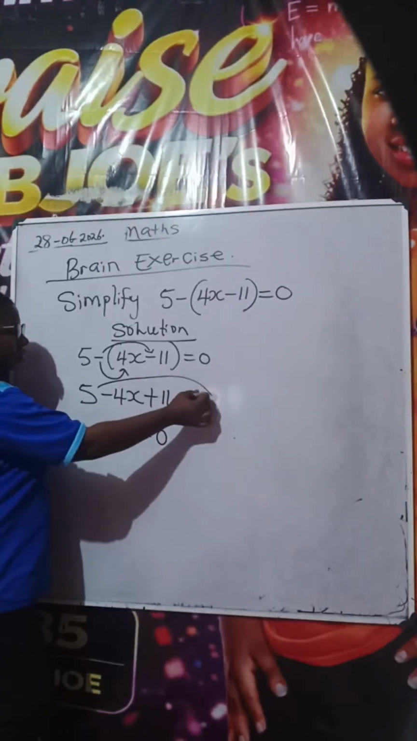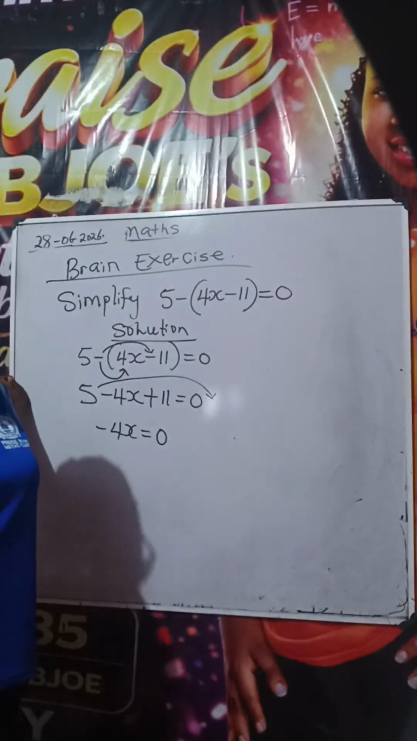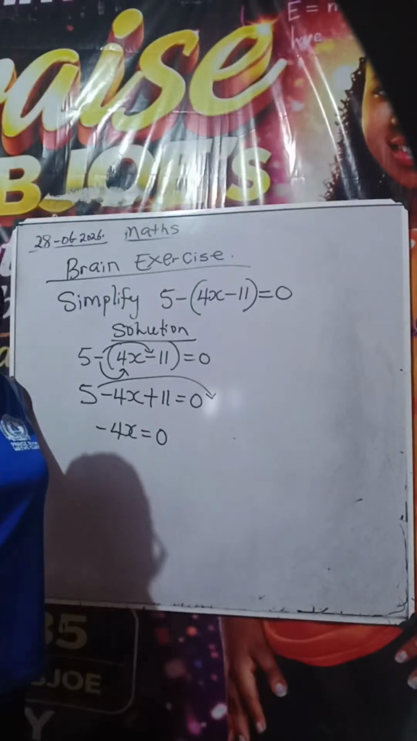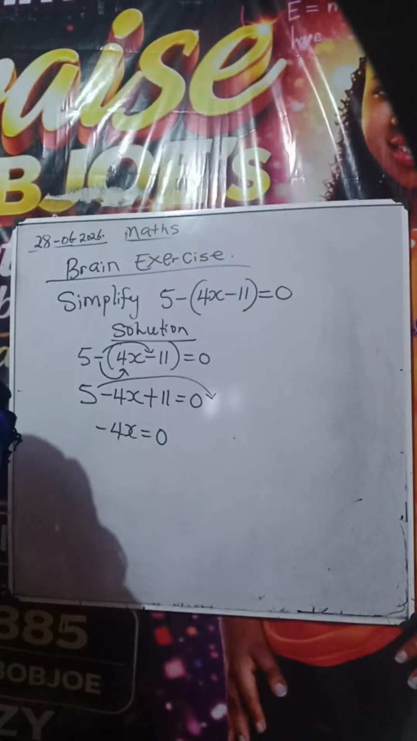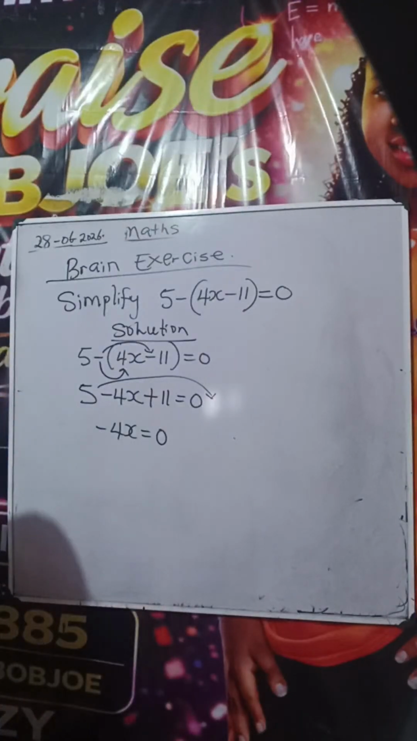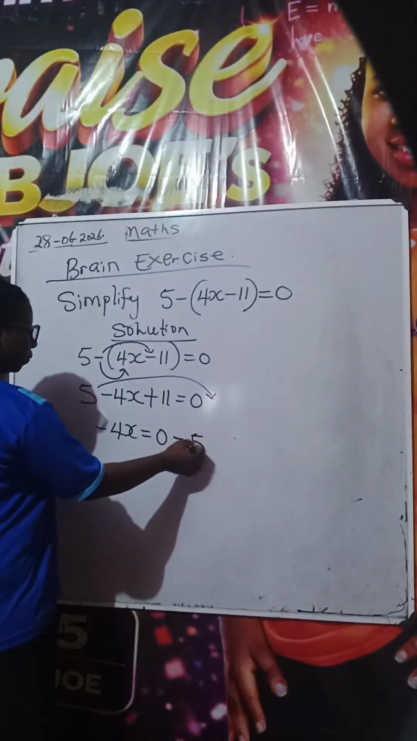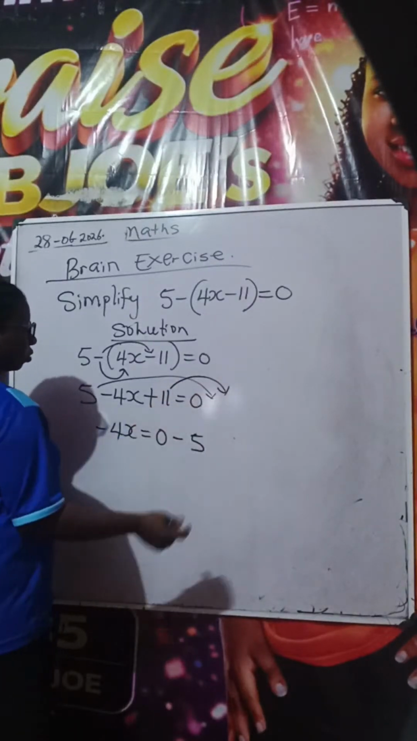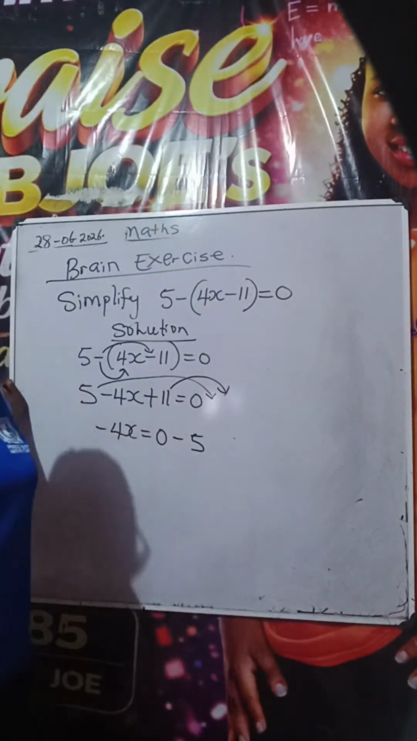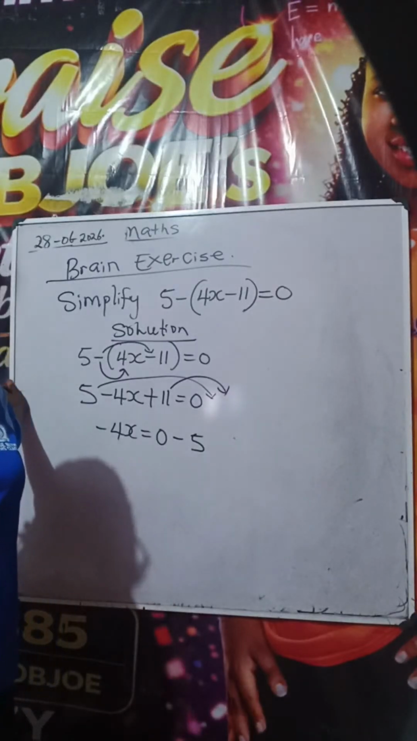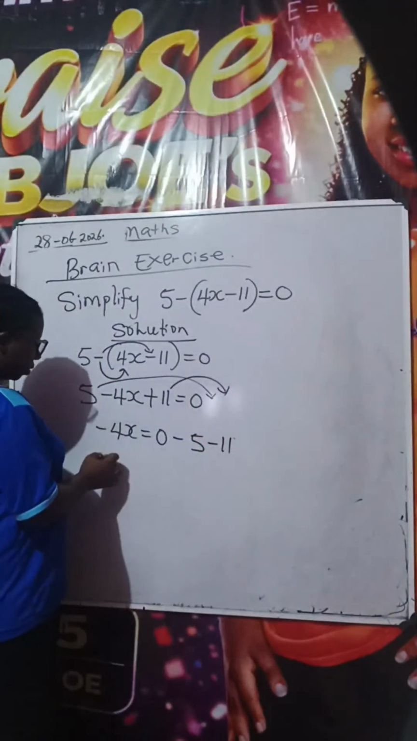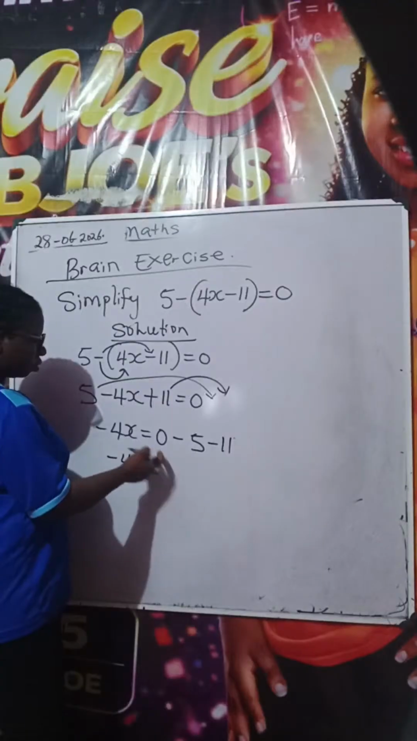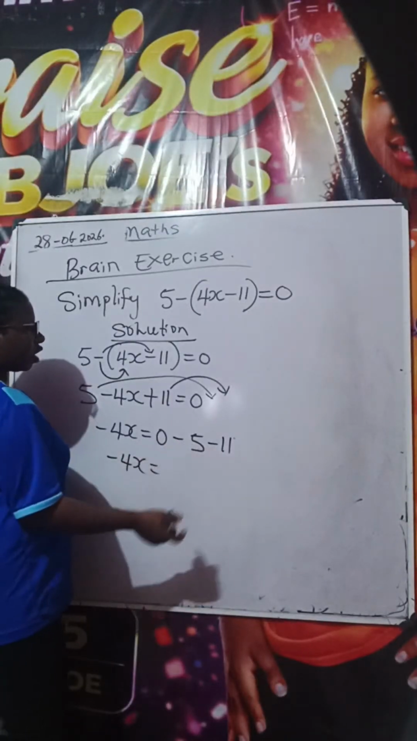If I move 5 to the right, what is it going to be? Is it plus or minus? Plus or minus? So this sign will change to negative, minus 5. If I move this 11 also, I'm still taking it to the right, so it's still going to be minus 11. So we have minus 4x equals to minus 5 minus 11.